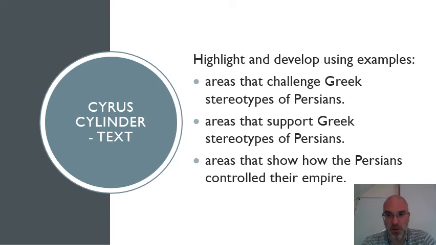Now I know the text is a bit weird, it's a little bit fragmentary, it's not a flowing story like Homer or Herodotus or Aeschylus, and it's a strange piece of visual material because the visual material is supposed to be about the visuals rather than the text. But anyway, you do need to have an understanding of some of the key elements of the text. So what I would like you to do is read through the text, highlight and then explain why there are areas that challenge Greek stereotypes of Persians.